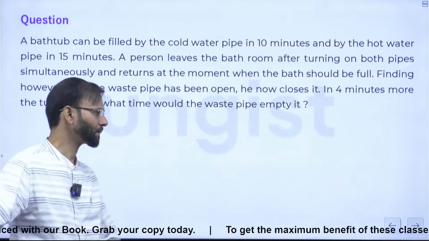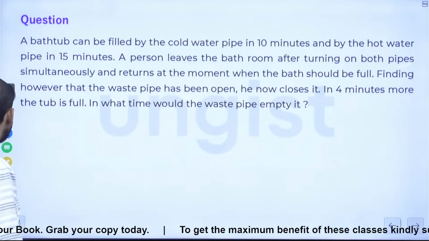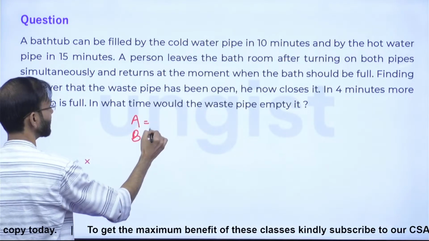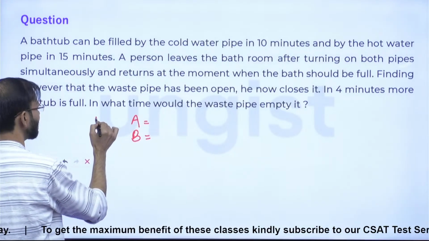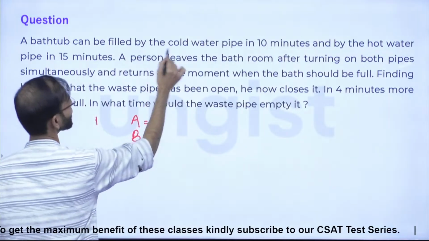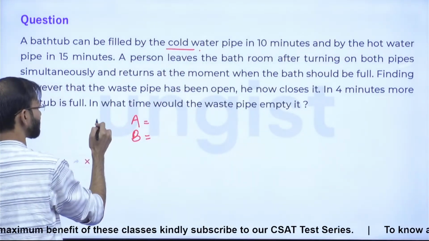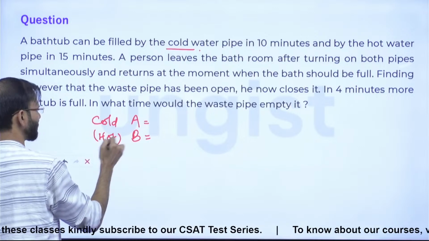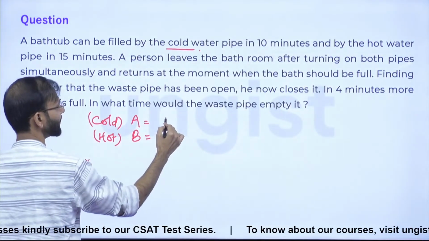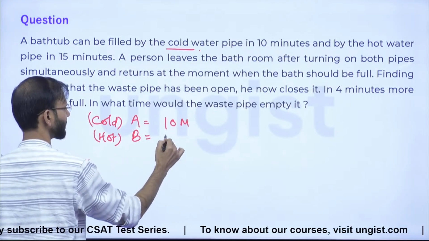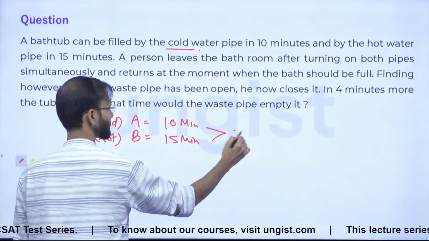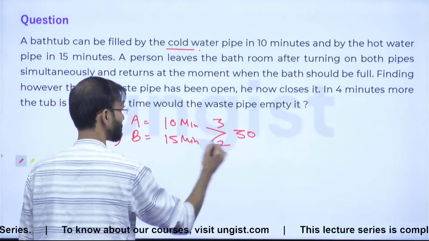Clear everybody? Okay, so just think on it, A and B. A means hot, नहीं, A means क्या है? कोल्ड है, कोल्ड, पहले कोल्ड लिखा हुआ है ना, एंड B मीन्स हॉट, ठीक है, ये मैंने असम्यूम कर लिया थोड़ी देर के लिए। सो A is filling in 10 minutes, B is filling in 15 minutes, राइट? What is the LCM? 30, so this is 3 and 2.